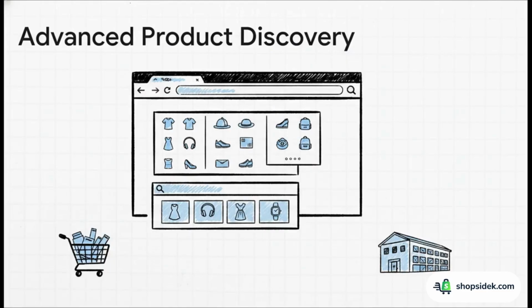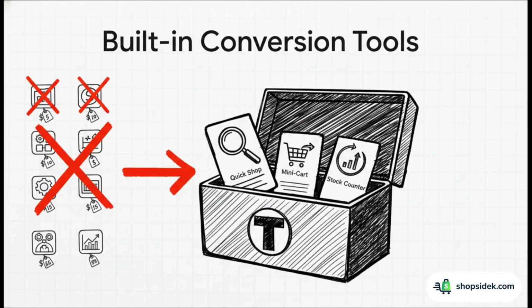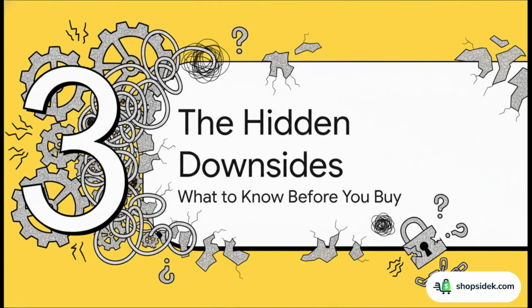Now, if you've got a huge catalog of products, this is where Turbo really starts to earn its price tag. It has these giant, multi-column mega menus. You can even stick images right in your navigation. And my favorite part is the predictive search bar. It shows you little pictures of the products as you're typing. It's all about helping customers find what they want faster. Turbo is also just loaded with tools designed to get people to buy. You've got quick shop buttons, a cool slide-out mini cart, those little stock counters that create urgency, all that good stuff. And the key here is that it's all built in. This can easily replace hundreds of dollars a month in separate app fees. That adds up fast.